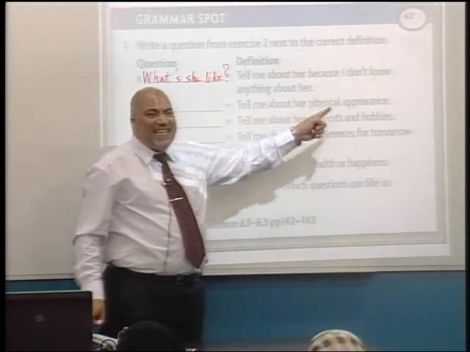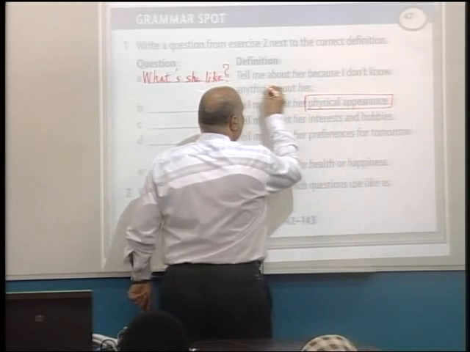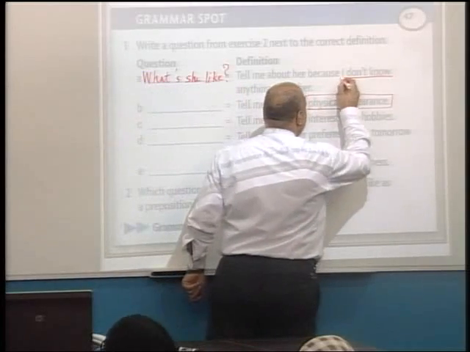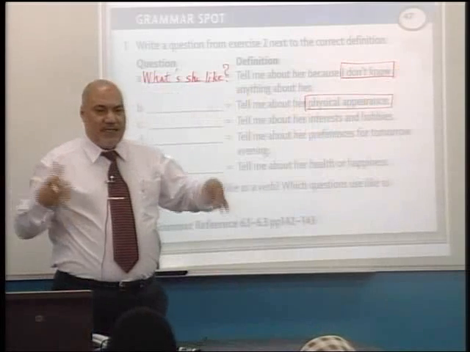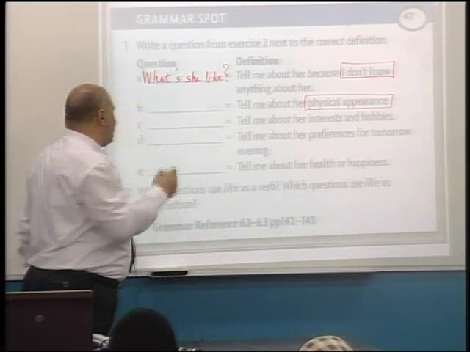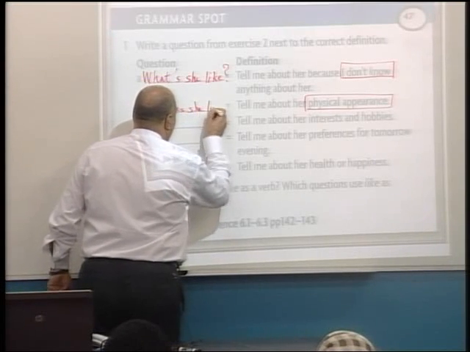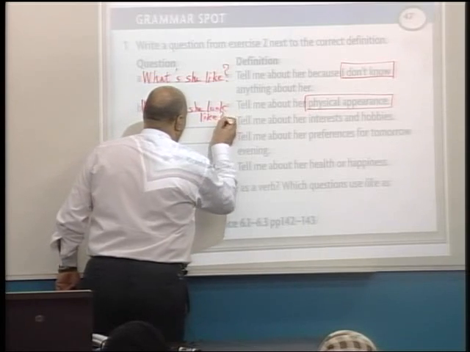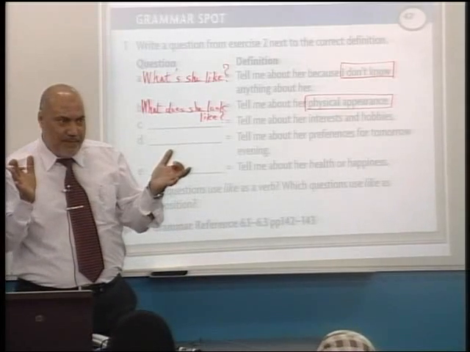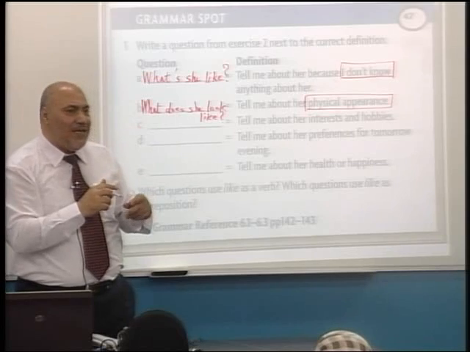Tell me about her physical appearance. Physical appearance. So here, about, tell me anything about her because I don't know about her. So here, her physical appearance. What does she look like? What does she look like? Look like, it is what? How is she? How is her shape? Describe her with eyes. Just with eyes. Because it is physical appearance.